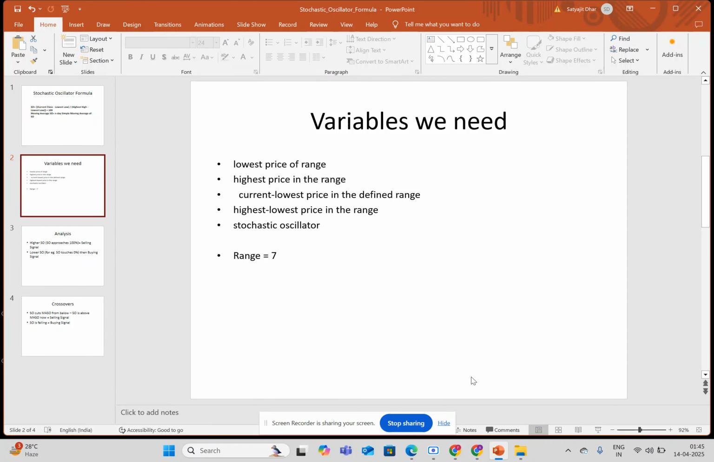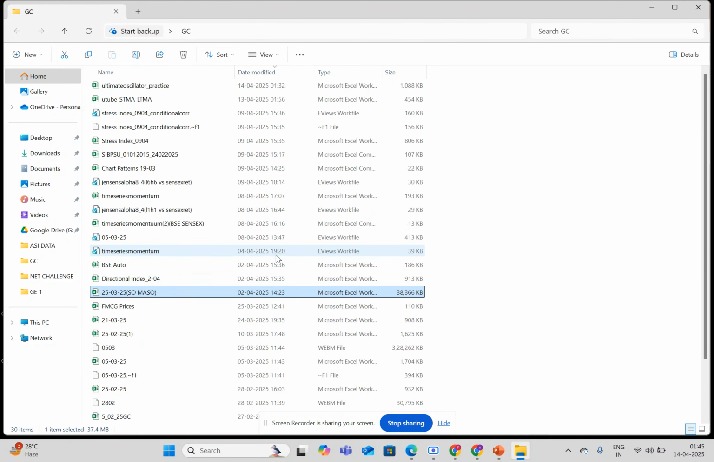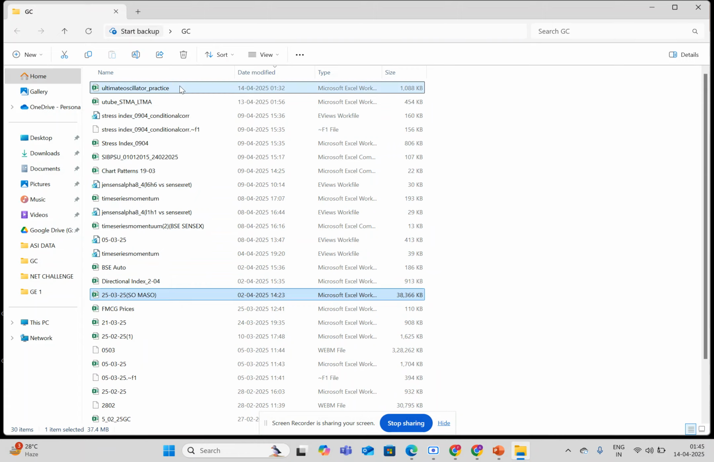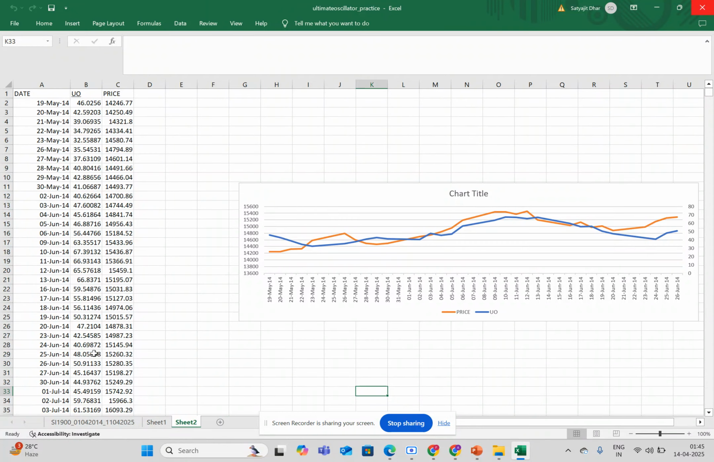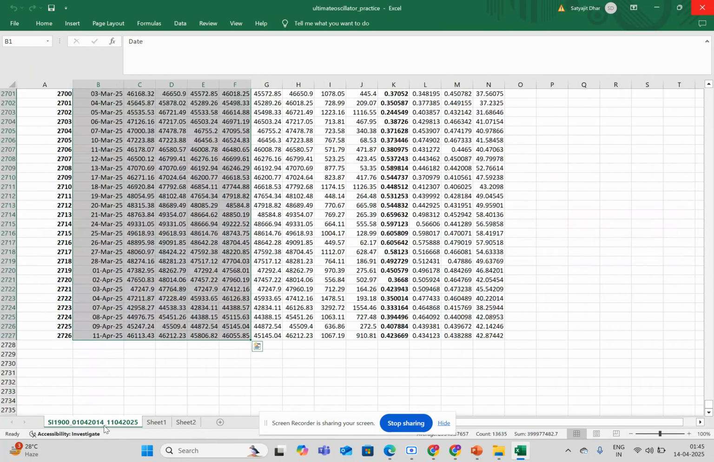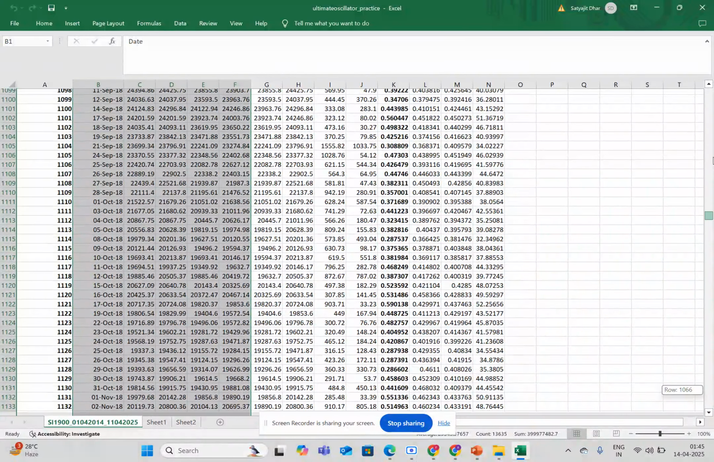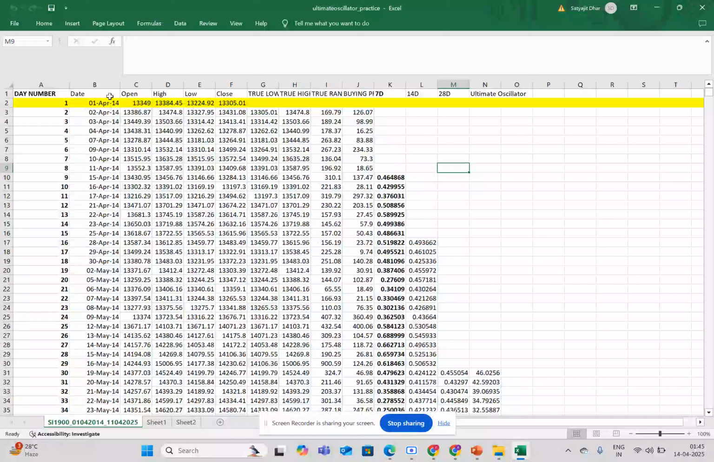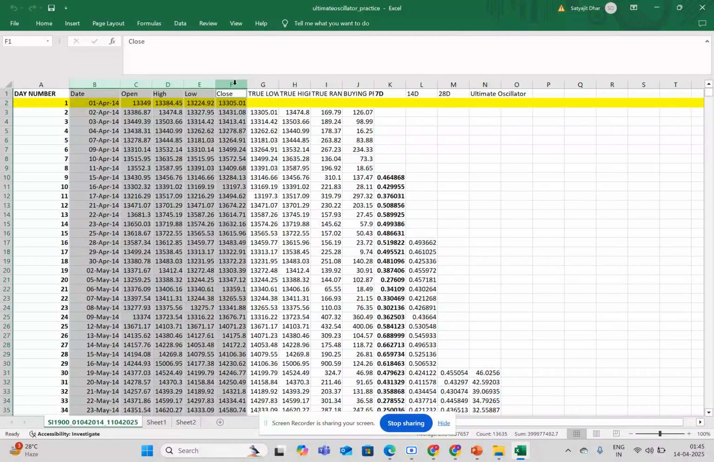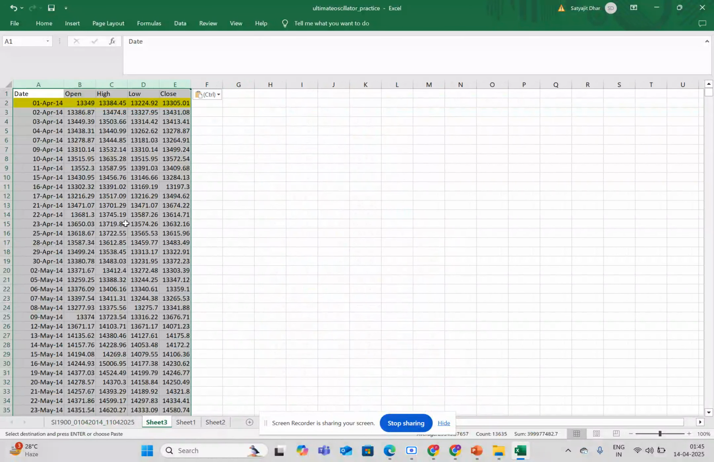So let us start with our data set. I had BAC auto data saved with me, so let me just continue with BAC auto. This was the ultimate oscillator graph that we did yesterday, and here is the data on BAC auto. We have it from 1st April 2014 till I think 12th or 13th April 2025. So we paste it here.